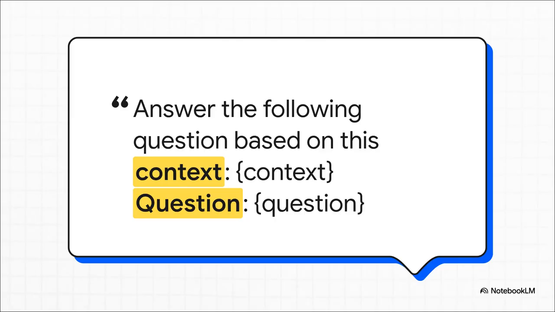So here's what one of these prompt templates actually looks like. It's really just a block of text. But look at those placeholders in the curly brackets. You see context and question? Those are the blank spots on our recipe card. That's exactly where we're going to slot in our documents and the question we're asking.